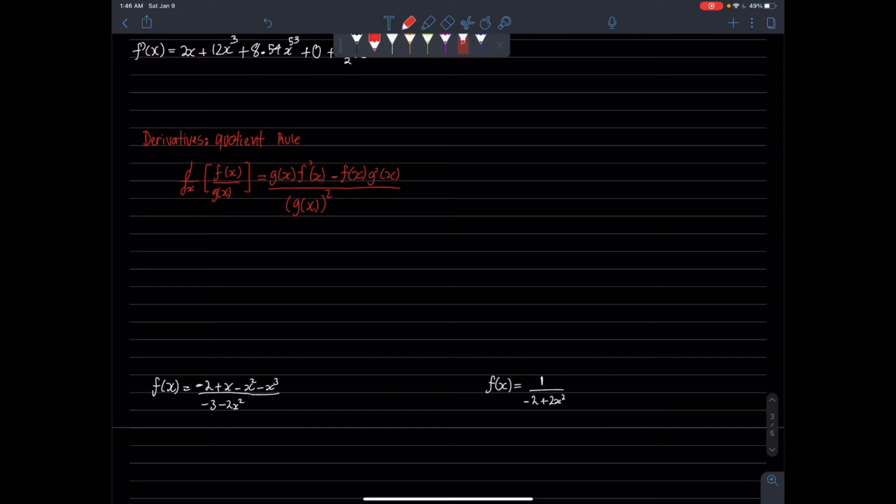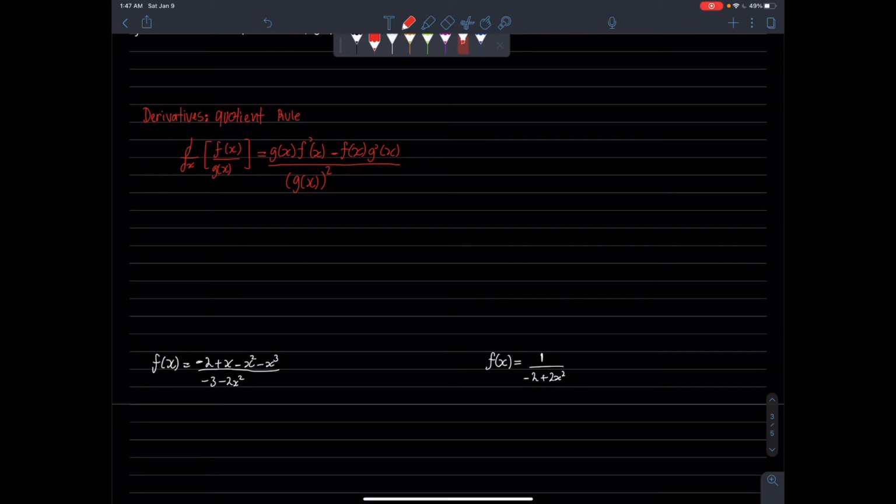So the quotient rule is used when you are trying to take the derivative of a function over a function, so a quotient between two functions. And once you encounter a case like that and you realize that you cannot simplify it, the derivative is simply: first you do g of x, the bottom function, multiplied by the derivative of the top function, f prime of x. And then you subtract from that the original f of x multiplied by the derivative of g of x, which is the bottom function. Divided by g of x and then that term squared, right?